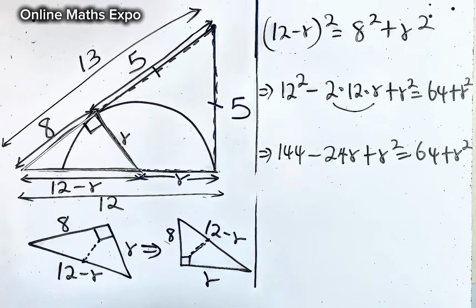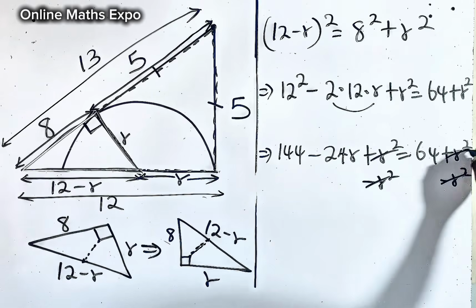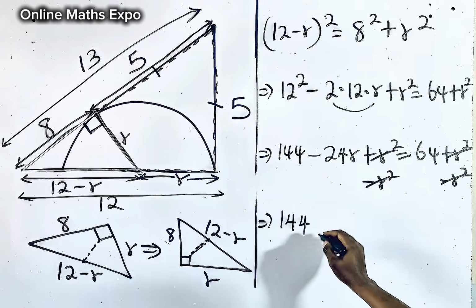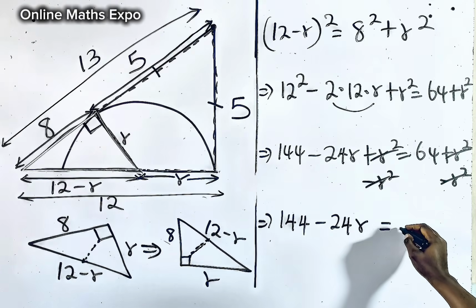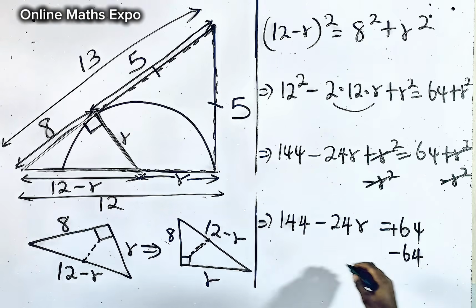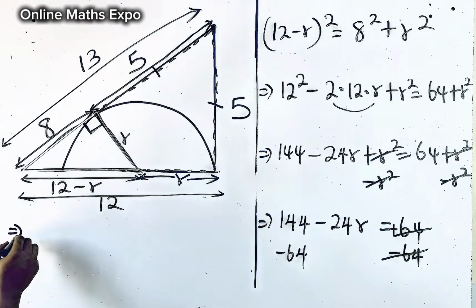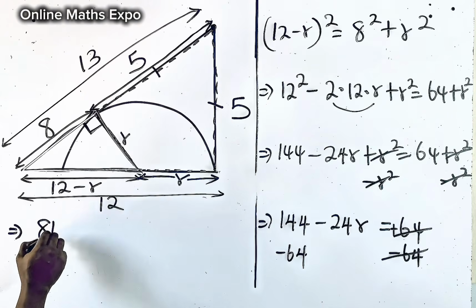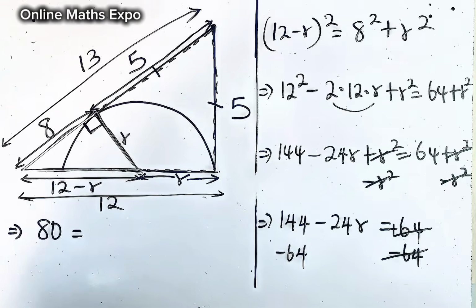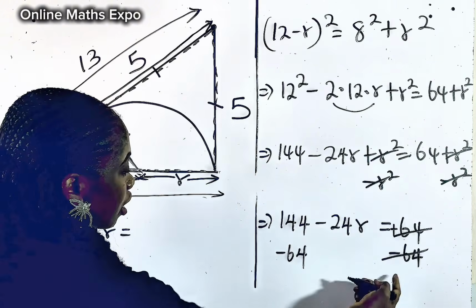And what do we do next? Let's remove this r squared, so you subtract, and this takes off this as well as this. This is giving us 144 minus 24r is equal to 64. To remove this positive 64, we subtract 64 from both sides. This will cancel out. If you subtract this, it gives you 80 minus 24r, and the right side is 0.